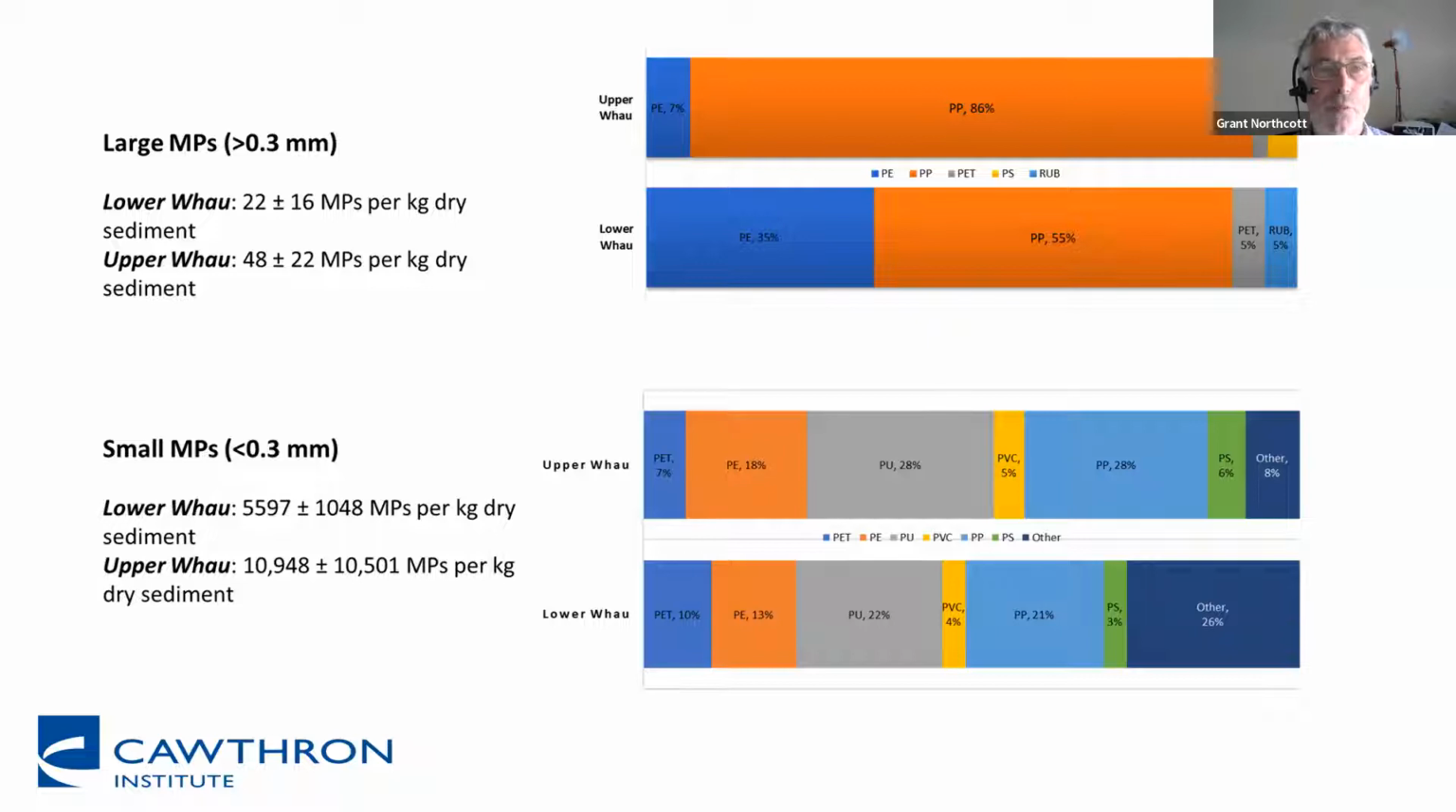If we look at the smaller microplastic fraction, and that's less than 0.3 millimeter size, we see a more diverse representation of different types of plastic polymers in there.